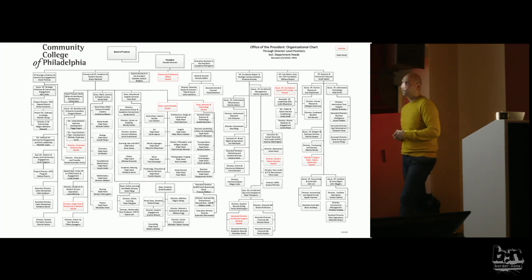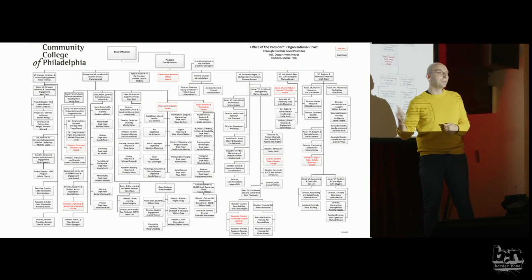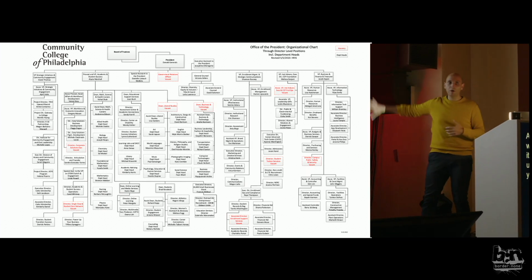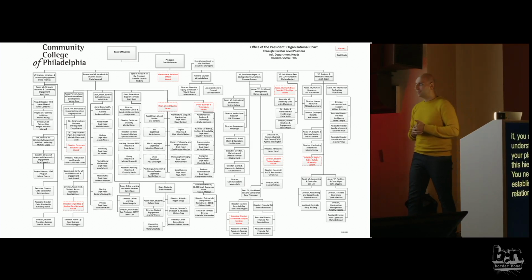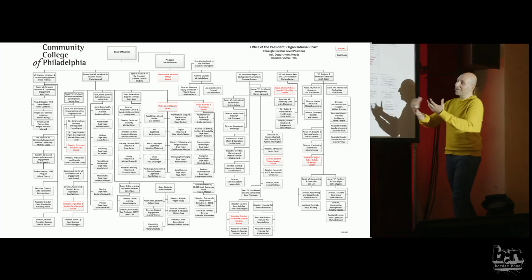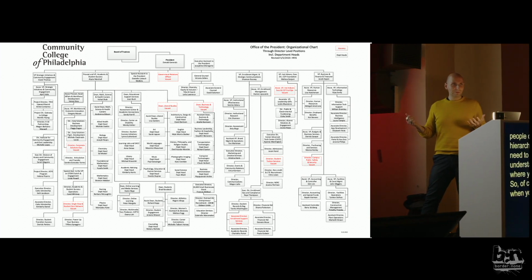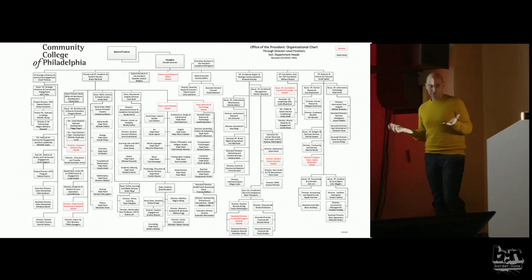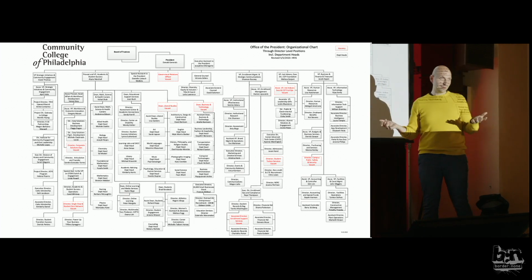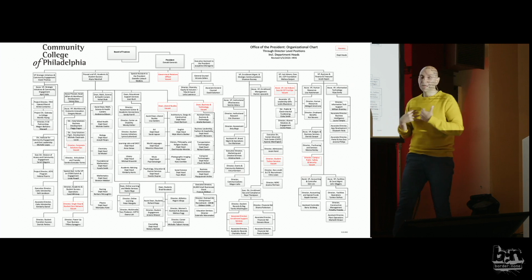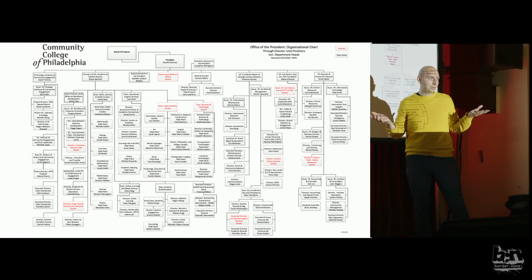Org charts. And of course, when you look at it, you need to understand where your place is in this hierarchy. You need to establish relationships with people on that hierarchy. You need to understand where you are. So, of course, when you look at this, what I see now are people. That's not surprising. People who have dogs, children, dentist appointments. They don't care about me. And why should they? They don't care about my work. Why should they? Right?